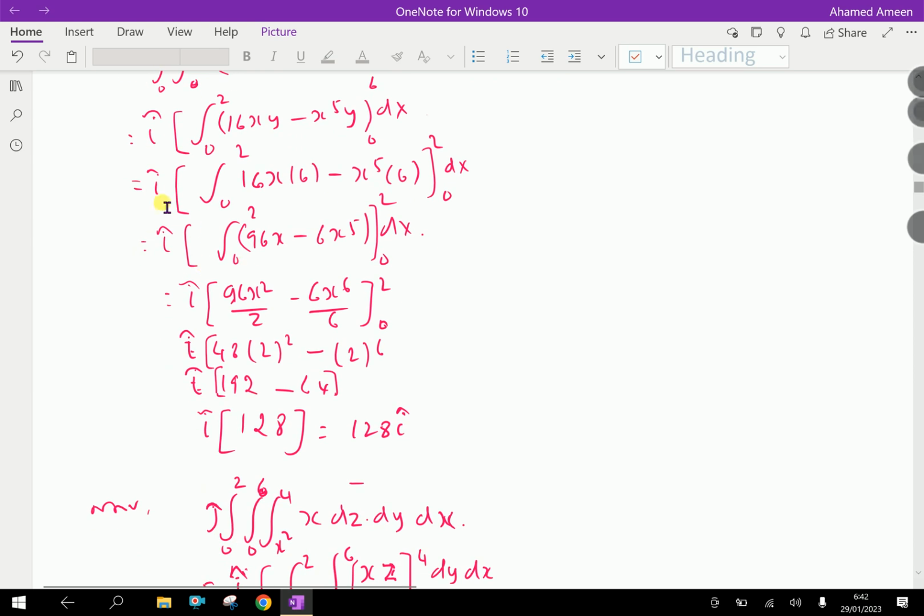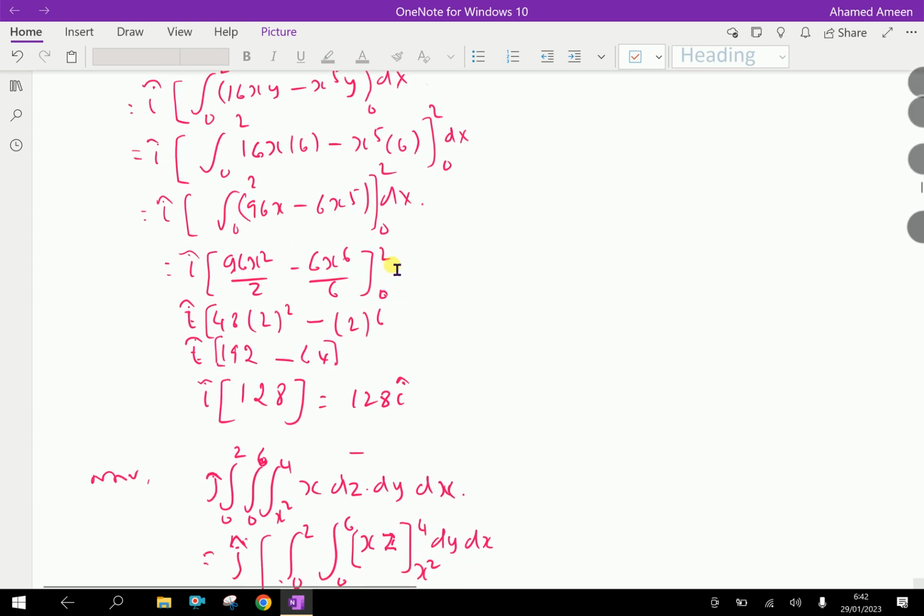Then further simplification for the i vector. Now the last integral, 0 to 2, 6 into 16 is 96x minus 6x to the power 5. Then integrating with respect to dx, the outer integral, we get 96x squared over 2 minus 6x to the power 6 over 6. After simplifying and applying the limits 2 to 0, the upper limit is 48 times 2 squared, minus the lower limit, 6 into 2 to the power 6, where the 6 and 6 cancel, giving 2 to the power 6.